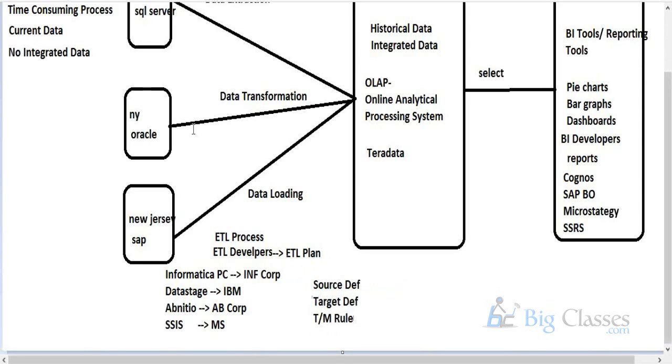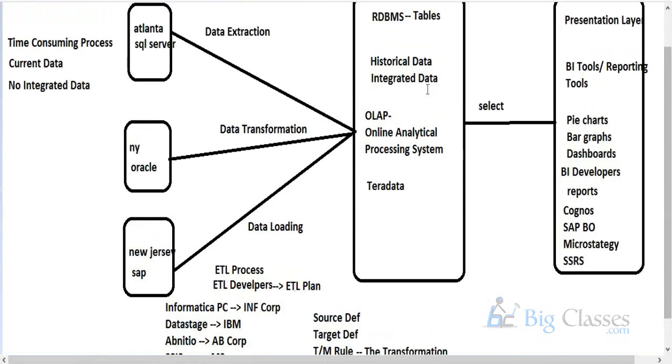The source definition is the source table. The target definition is the target table, and the transformation rule is the transformation that is used. As an ETL developer, you design the plan of ETL. What is the source definition? It may be a table present in the OLTP system. What is the target definition? The table present in the data warehouse.